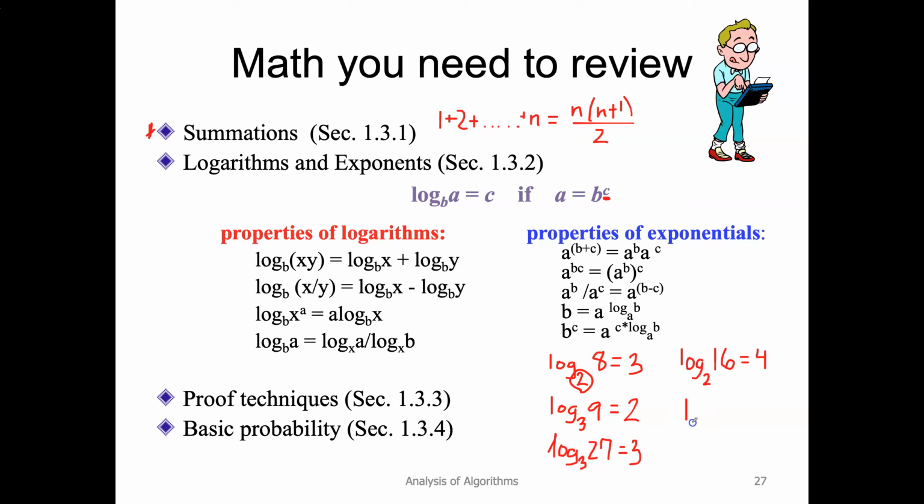And one more, log base 3 of 1. What do we have to take 3 to the power of in order to make it equal to 1? And this is 0. So unless otherwise stated, if there's no base given, you can assume that we're always working with log base 2.